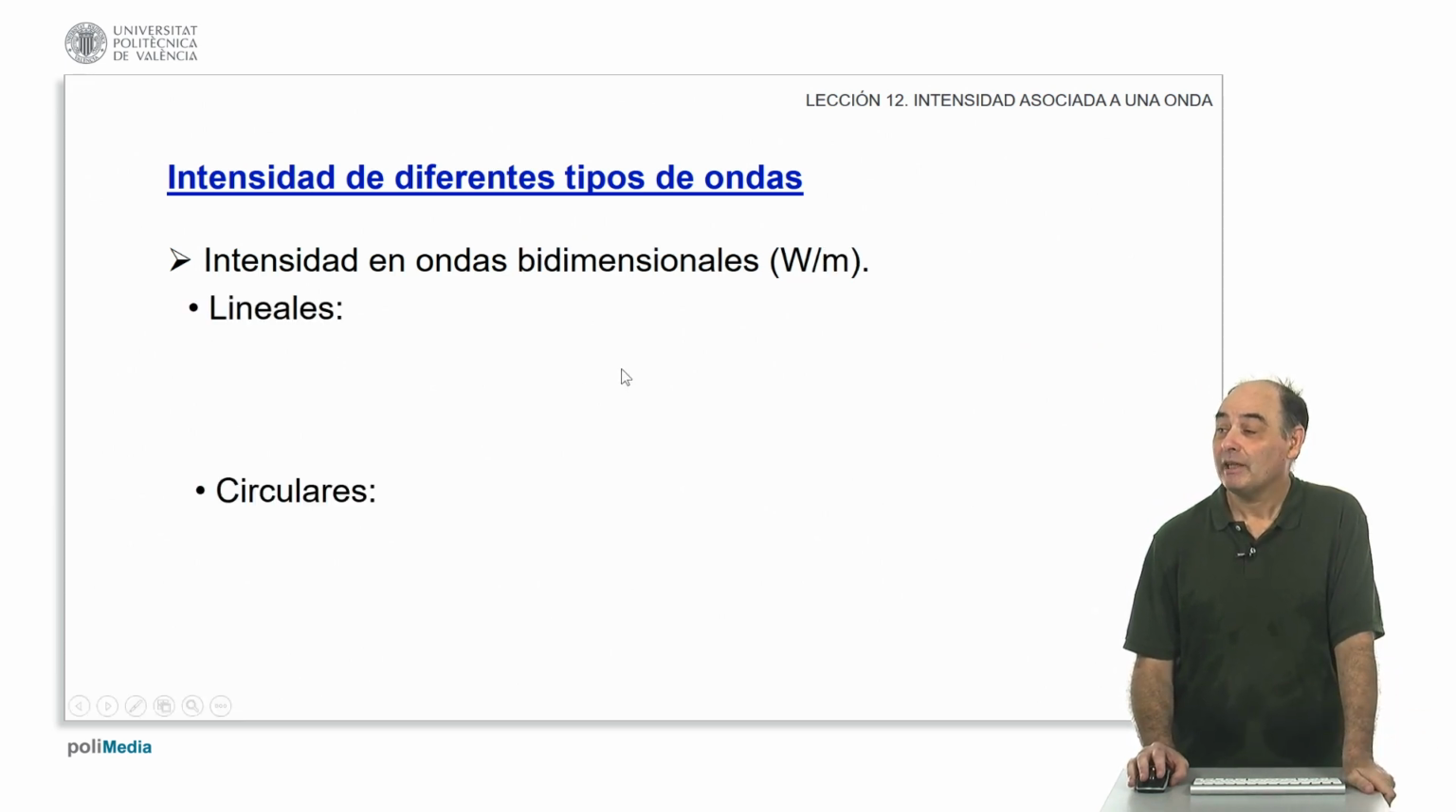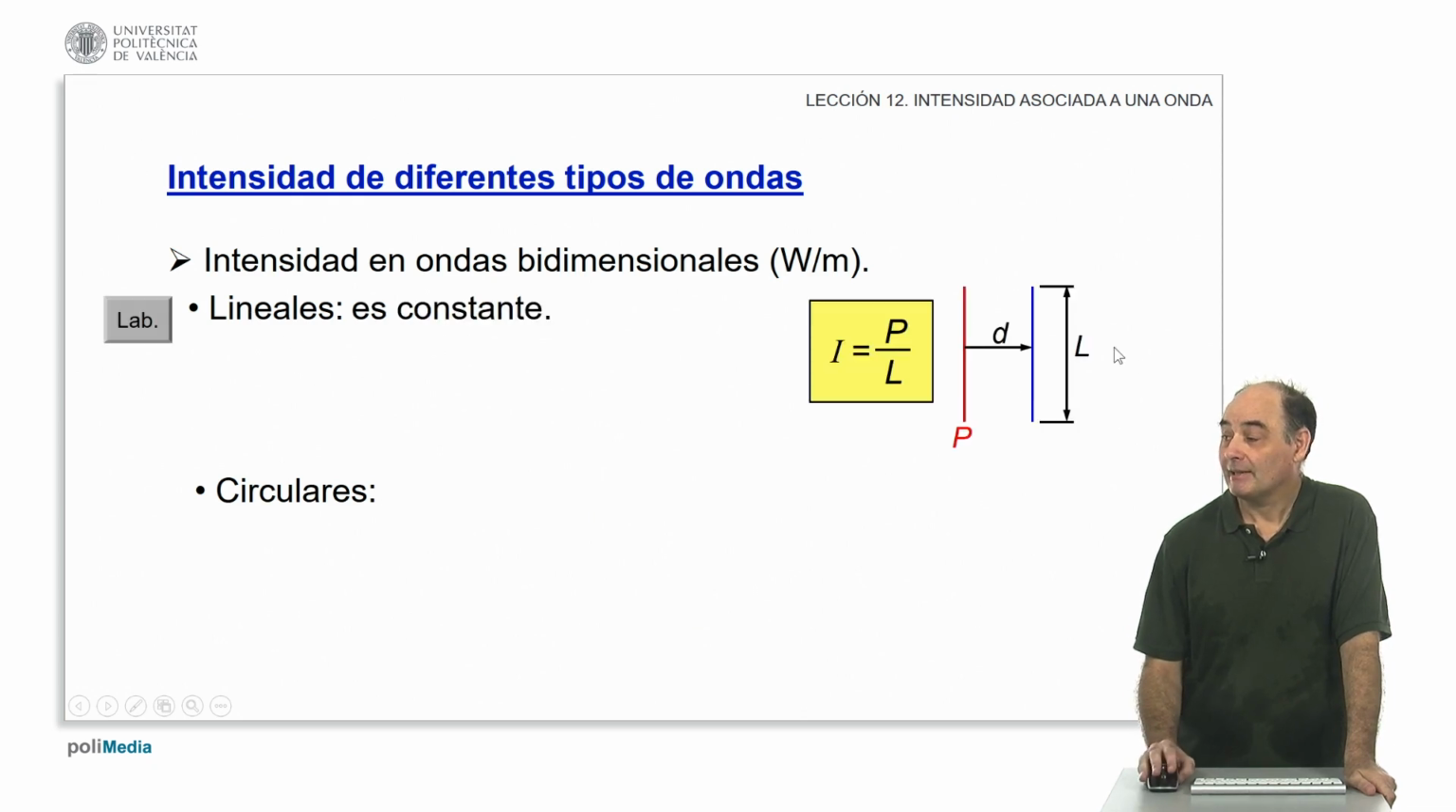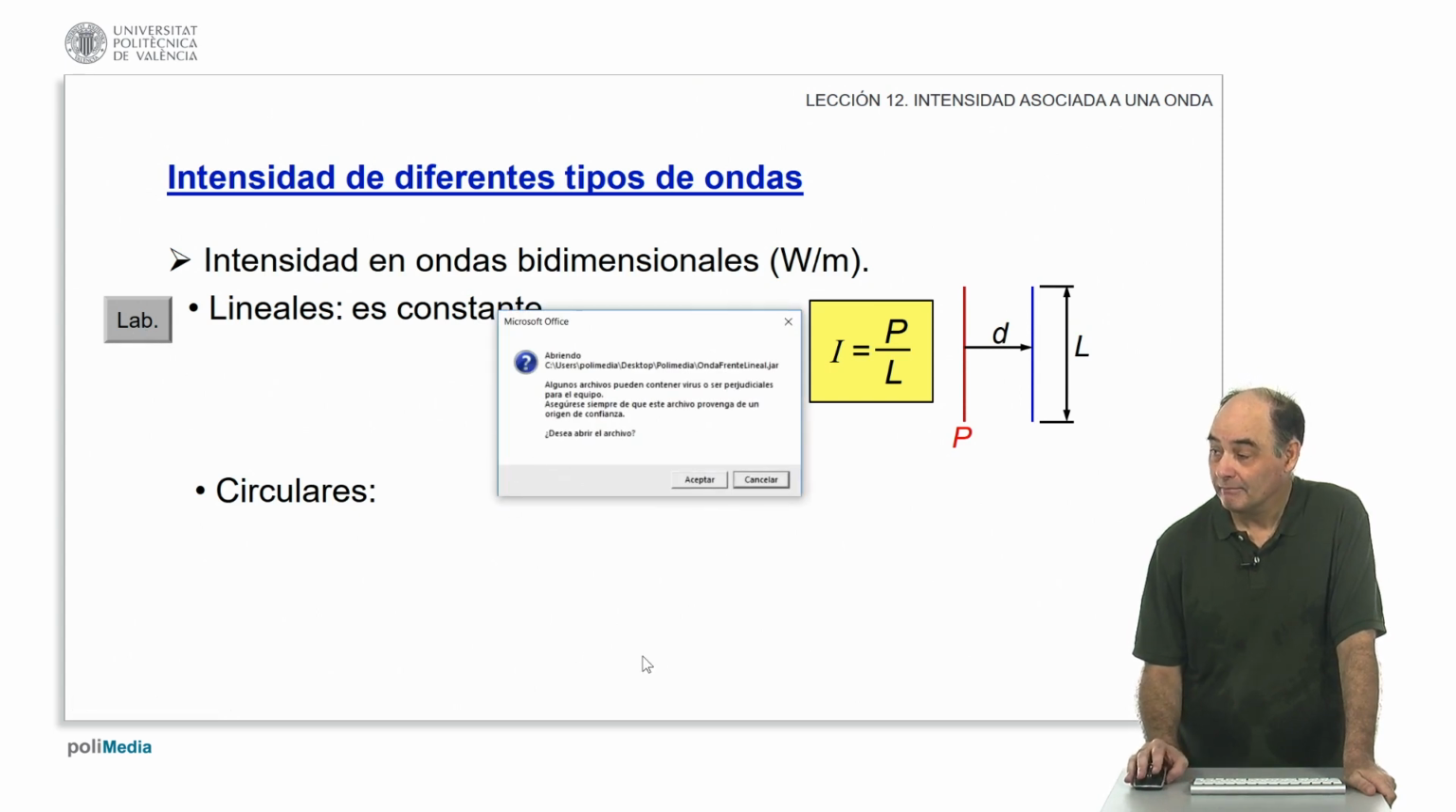What happens in the case of two-dimensional waves? It depends on the type of front. Let's say we have linear fronts. In that case, what would happen? We would have an emission from a line, which would be propagating to one side, and all fronts would have the same length as the source. Therefore, the intensity would be power divided by length, and would not affect the distance.